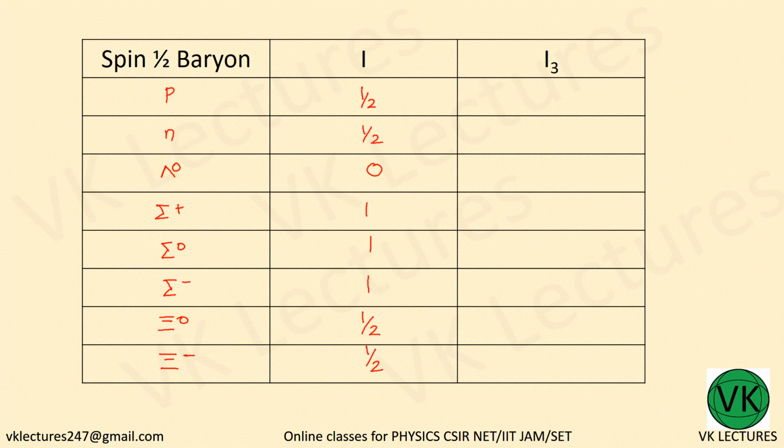Now the third component of isospin for proton and neutron will have plus half for the first, and the next minus half. I3 is 0 for lambda naught, and for sigma plus, sigma naught and sigma minus, it will be minus 1, 0 and 1. And for cascade naught and cascade minus, it is plus half and minus half.